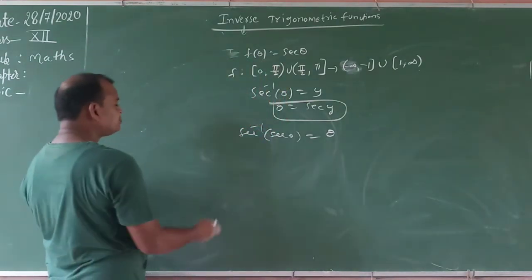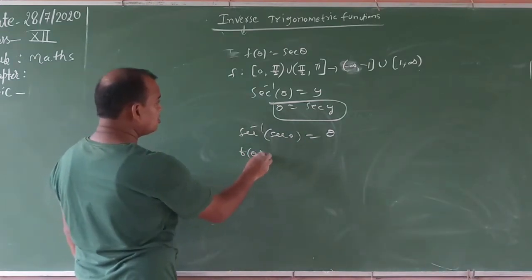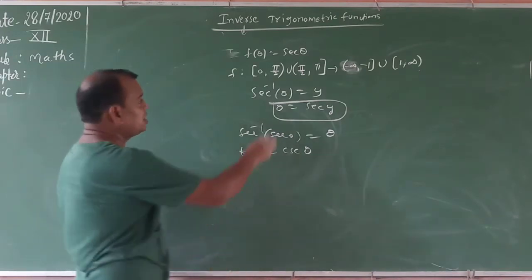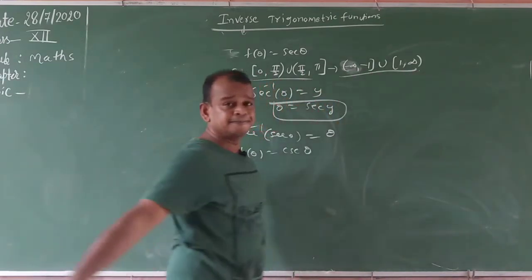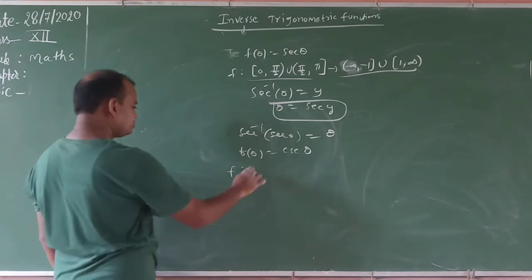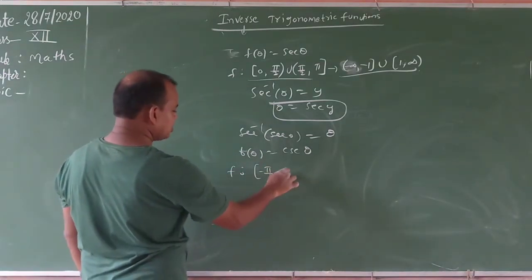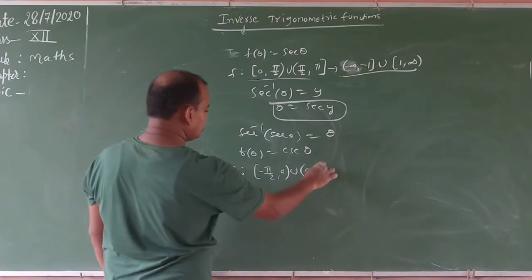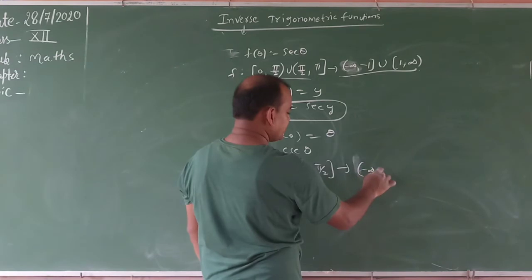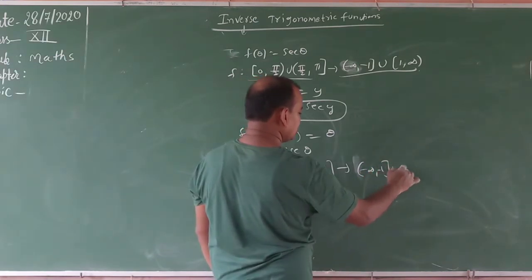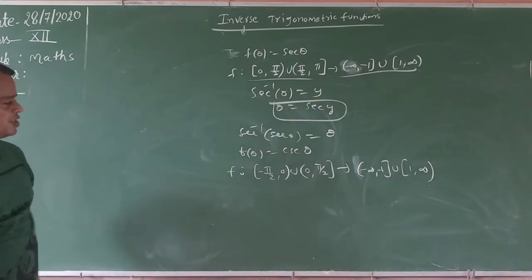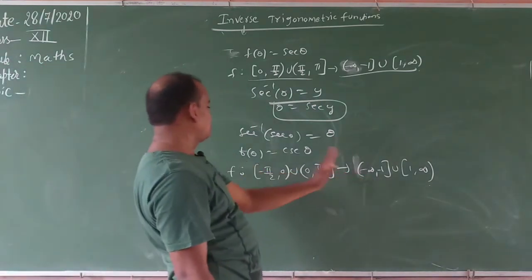Okay, now f of theta is equal to cosecant theta. We have discussed that you only need to remember the domain and range. Now f maps minus pi by 2 comma 0 union 0 comma pi by 2 to minus infinity comma minus 1 union 1 to infinity. This is the domain and this is the range for cosecant theta.